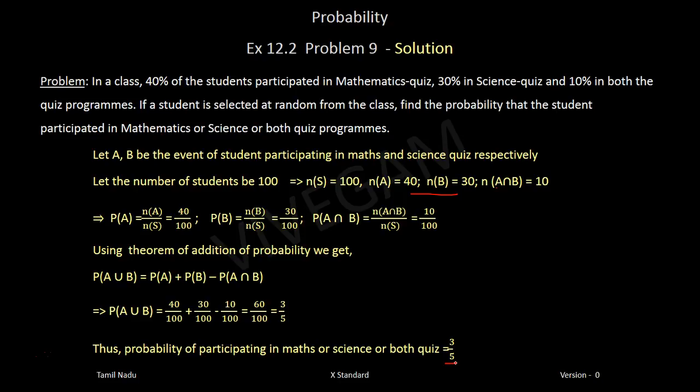Now, let's say we are asked to find the probability of the student who has not participated in any of these quizzes, in maths or science. That is nothing but 1 minus 3 by 5. 1 minus 3 by 5 is 2 by 5. What is 2 by 5 in percentage? That is 40%. So, 40% of the students have not participated in either maths or science quiz. So, that's an extension of this problem.